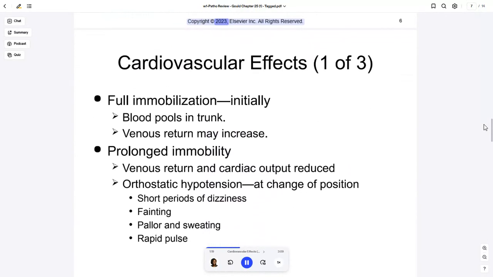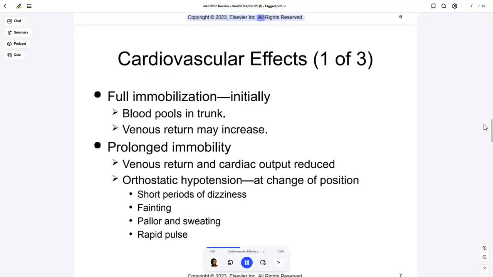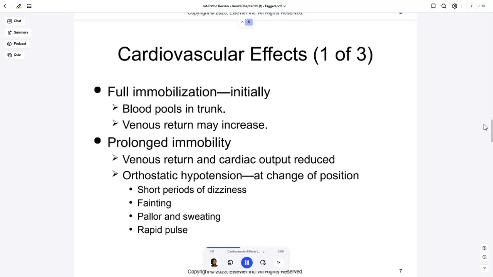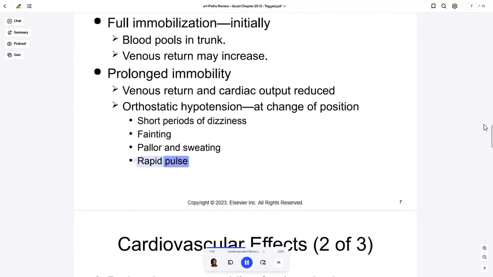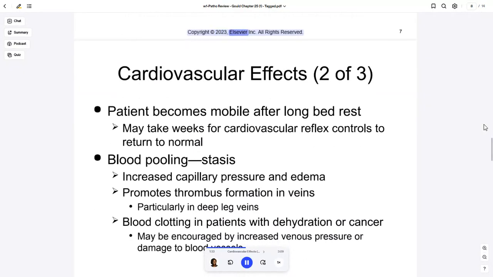Copyright 2023, Elsevier Inc. All rights reserved. 6. Cardiovascular effects, 1 of 3. With full immobilization, blood initially pools in the trunk. Venous return may increase. With prolonged immobility, venous return and cardiac output are reduced. Orthostatic hypotension occurs at change of position: short periods of dizziness, fainting, pallor and sweating, and rapid pulse. Copyright 2023, Elsevier Inc.